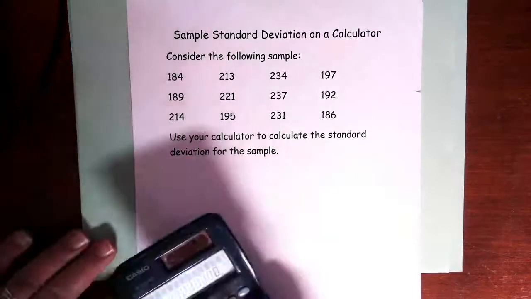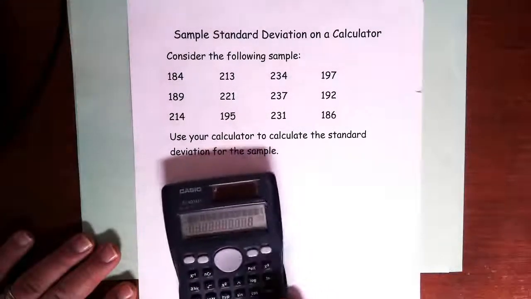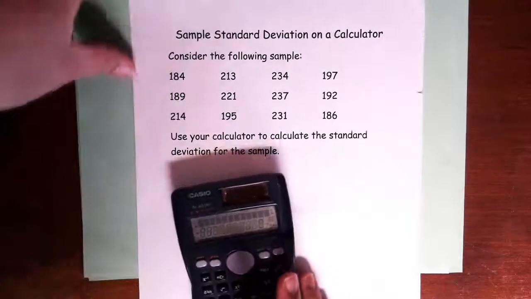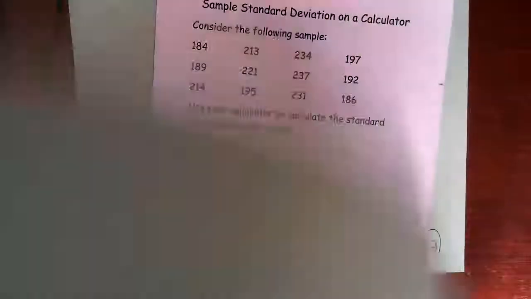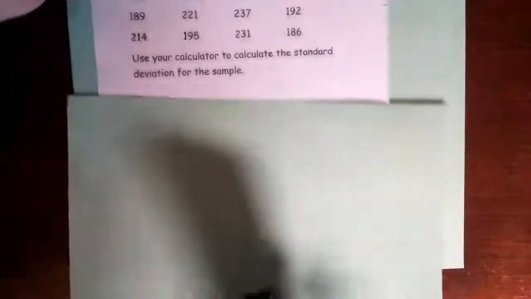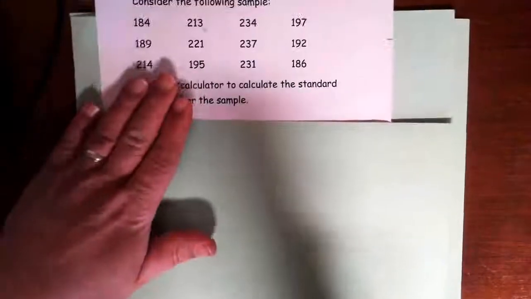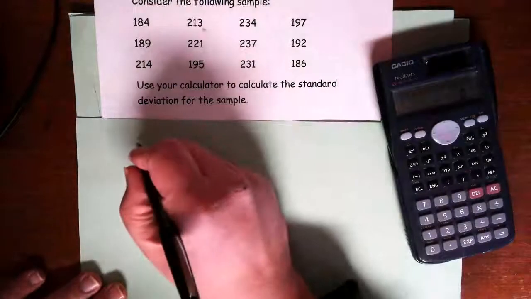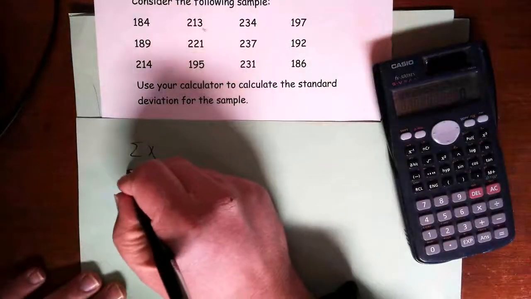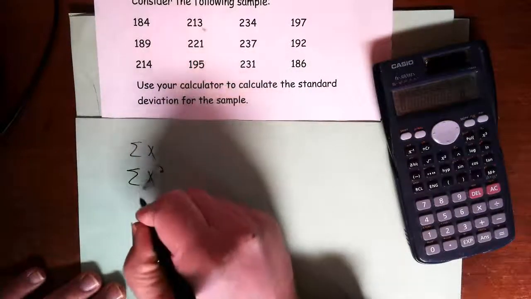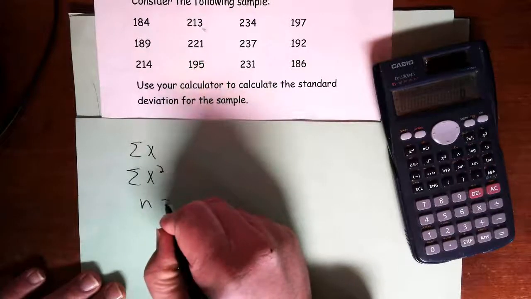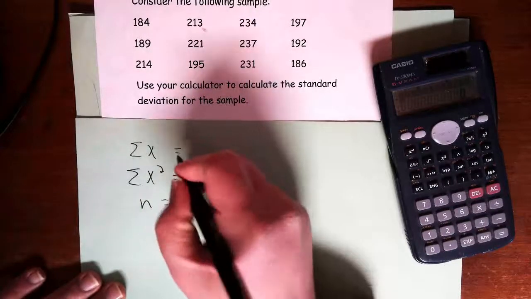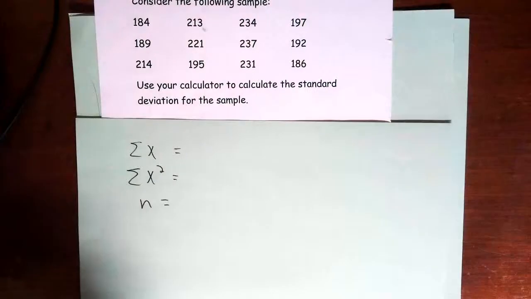Okay, so I'm going to use this calculator to get the sums. I'm going to get a sheet of paper here. And so we're going to need to get the sum of x, the sum of x squared, and n.